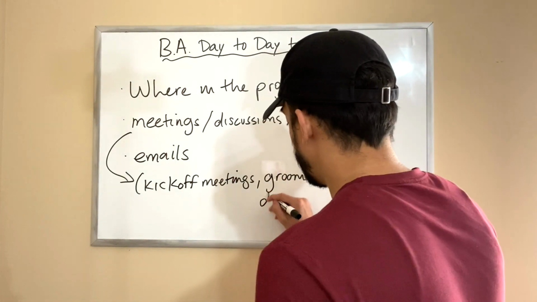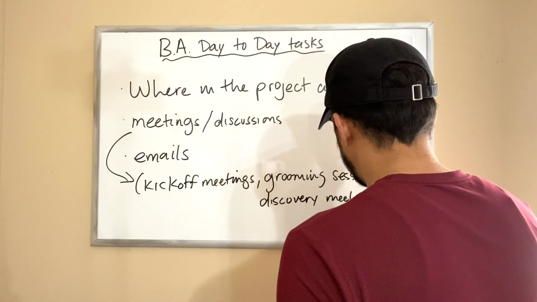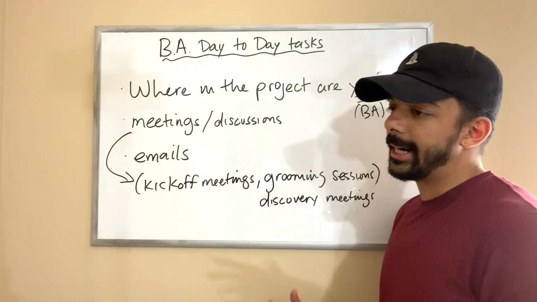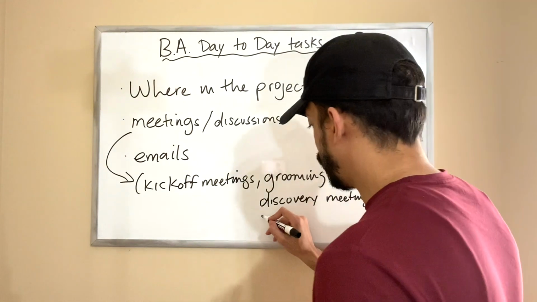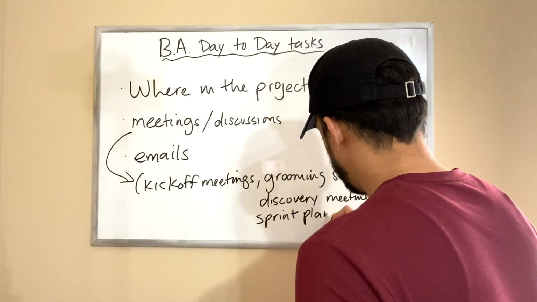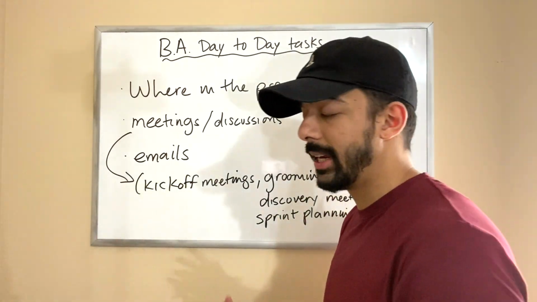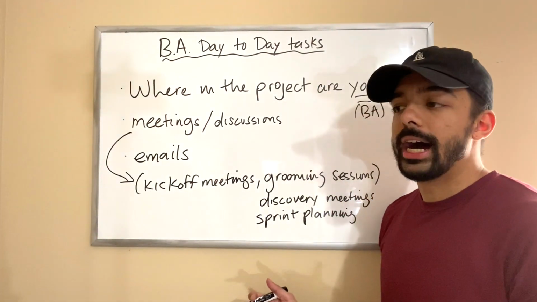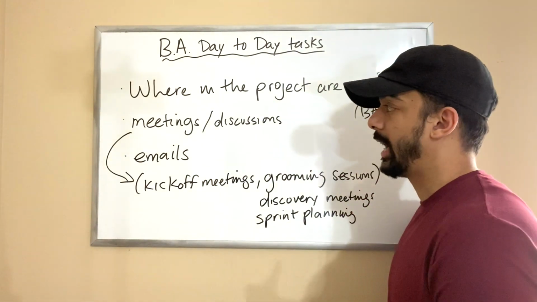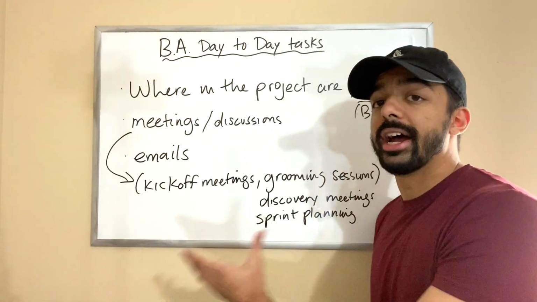You could be doing discovery meetings, right? There's planning meetings, so sprint planning. Again, some of these could overlap with a PM as well as a BA, but for the most part, these are the type of meetings you would expect to be in as a business analyst. And again, they differ in where in the project you are.